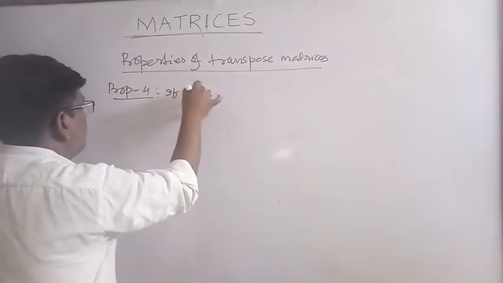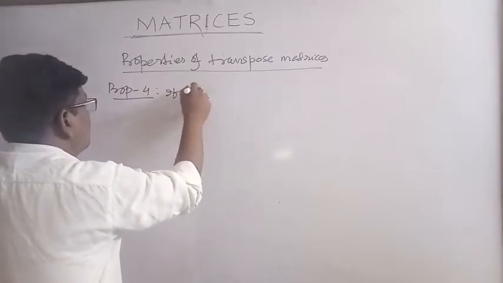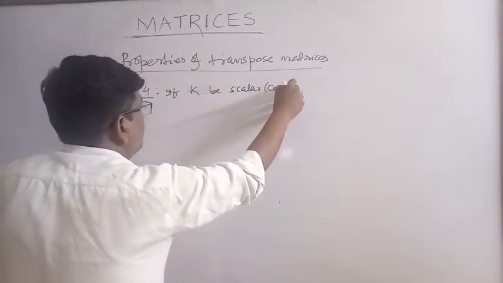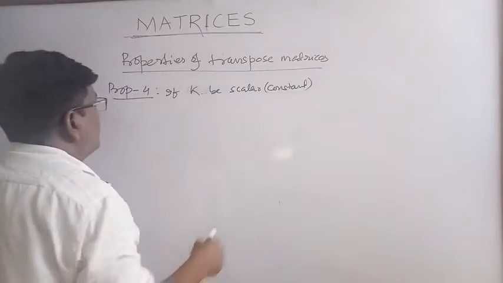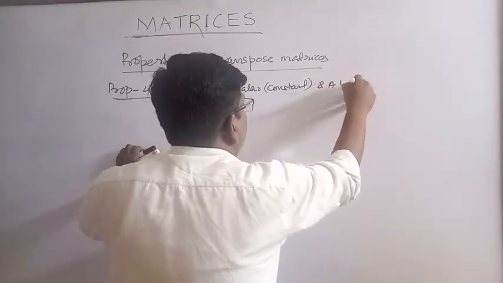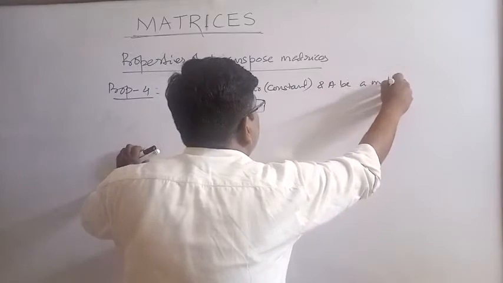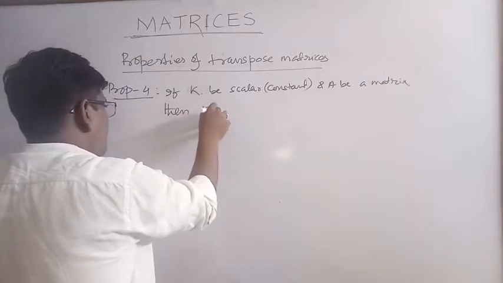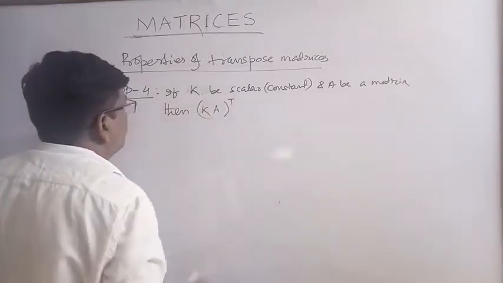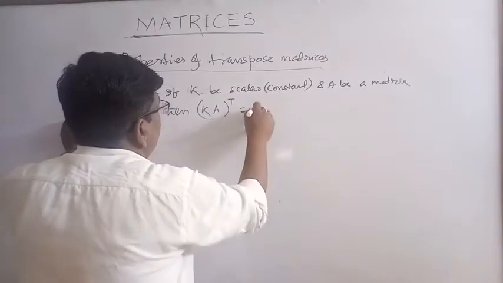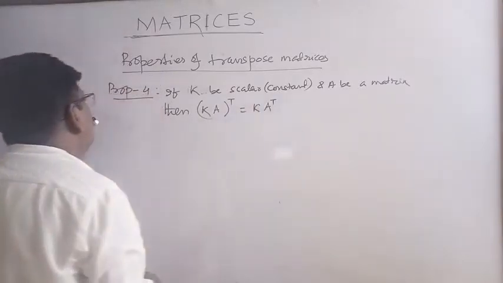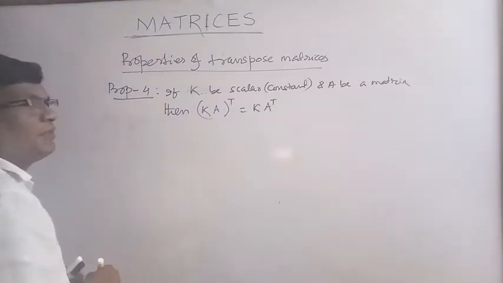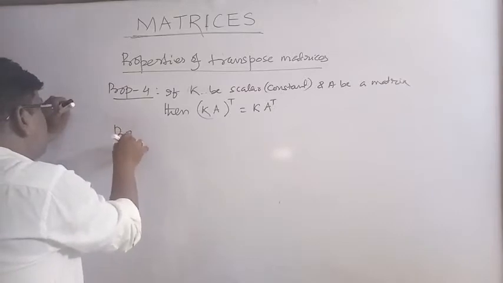Okay. Now property 4: if K is a constant or scalar and capital A is a matrix, then K A whole transpose is equal to K into A transpose. Property 5. These properties are asked for 1 mark questions.